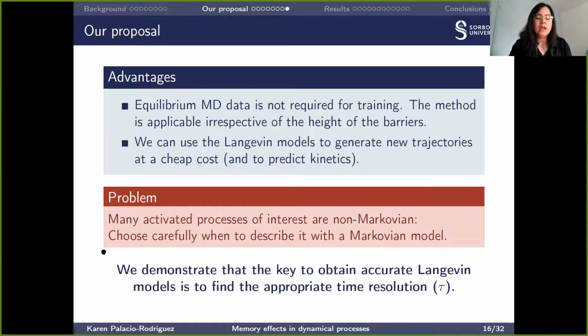molecular dynamics. We are aware, however, that we have a problem, and this problem is that many activated processes of interest are not Markovian. And as we are here in this workshop on memory effects in dynamical processes, we know that memory is very, very important. That's why we carefully choose when our system can be described with a Markovian model. Fortunately, we demonstrate that the key to obtain accurate Langevin models is to find the appropriate time resolution to take into account the Markovian behavior.